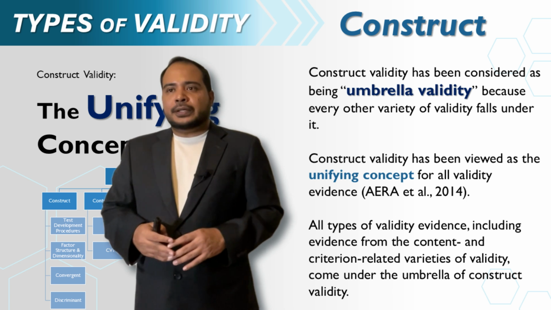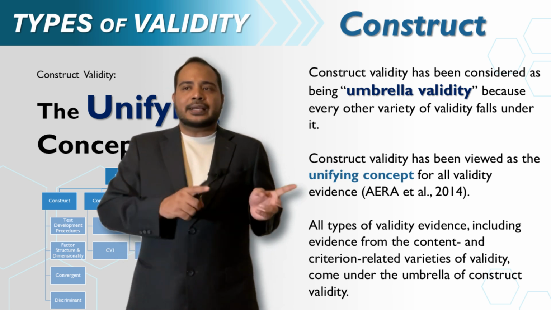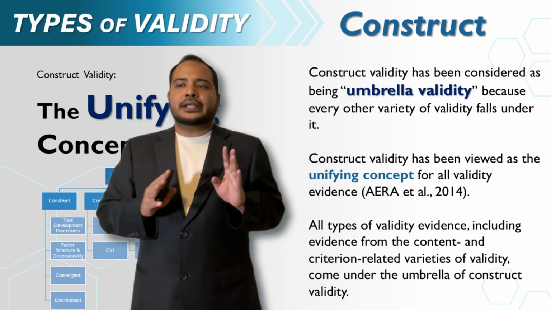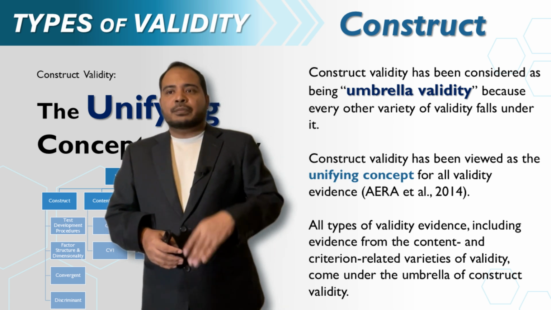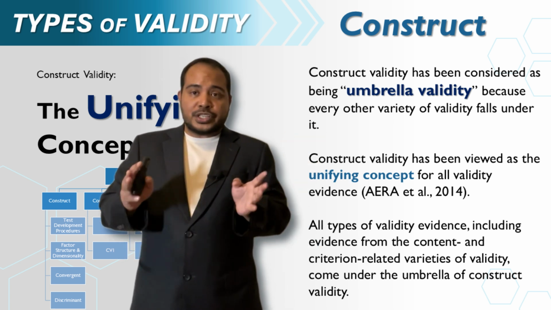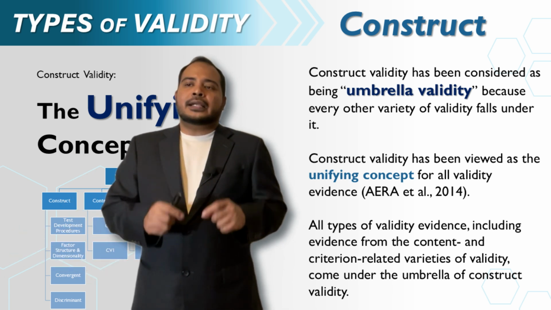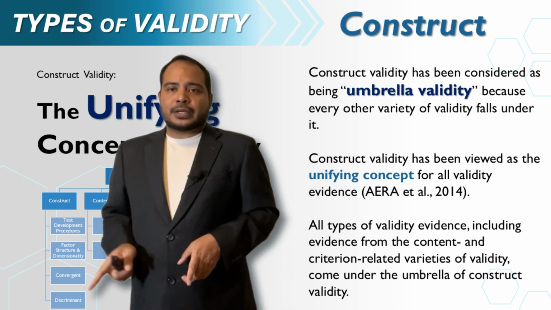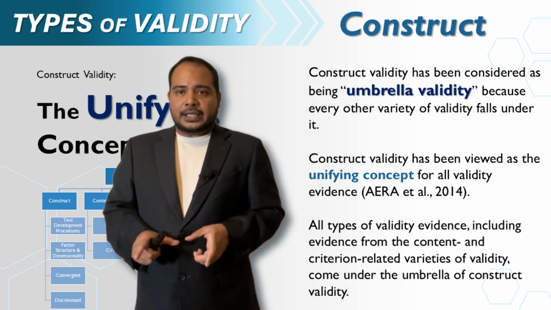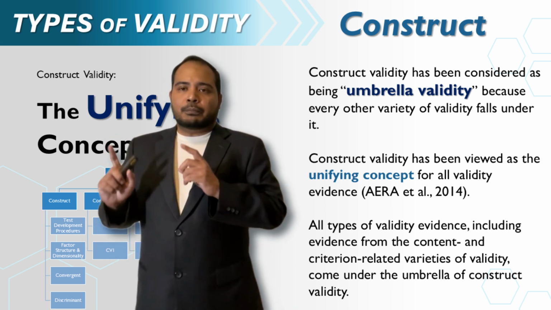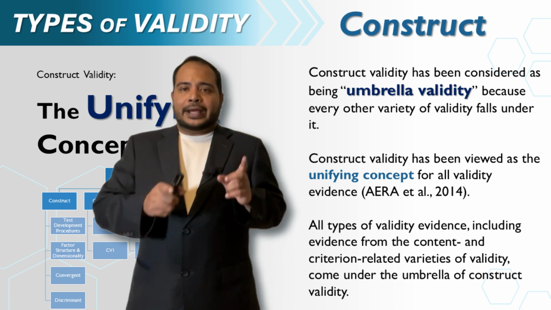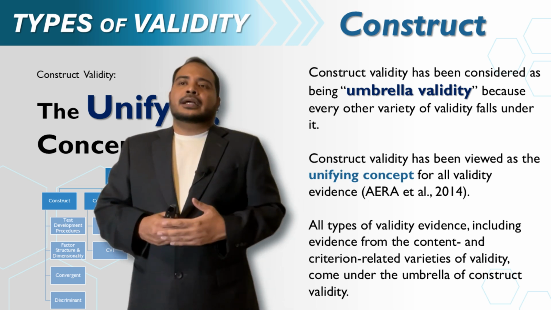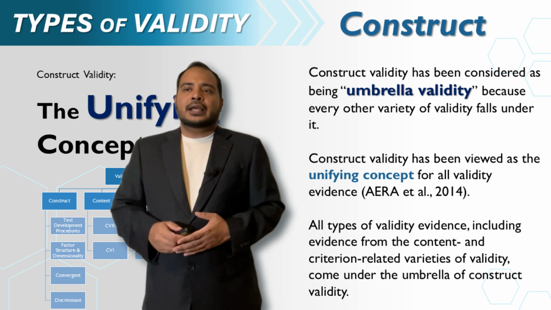According to IRA and APA, construct validity has been viewed as the unifying concept, as I mentioned just now, for all validity evidences. All types of validity evidence, including evidence from content and criterion-related validity, which we are going to discuss after this, come under the umbrella of construct validity. That's why some researchers, psychometricians and test developers consider construct validity as the most important validity in our area. People would try their best to establish evidence of construct validity as opposed to other types of validity.